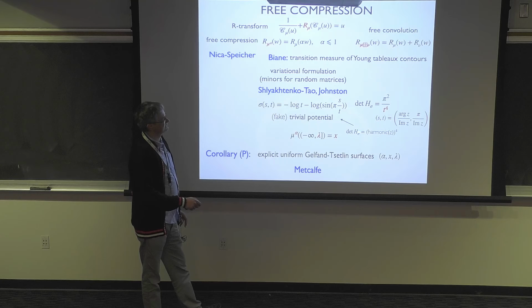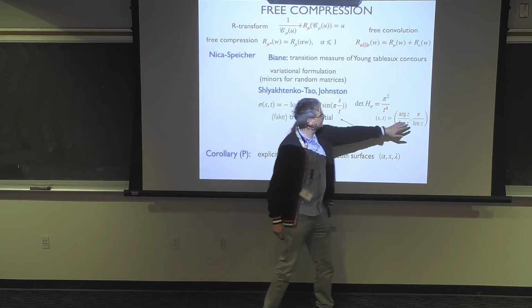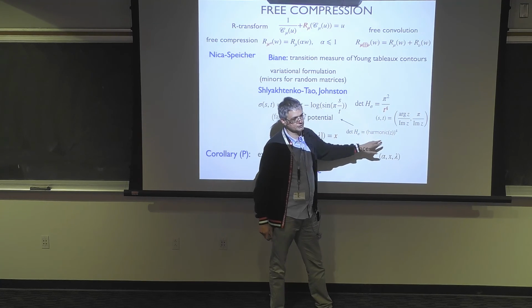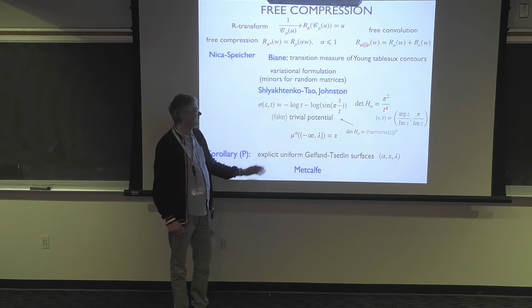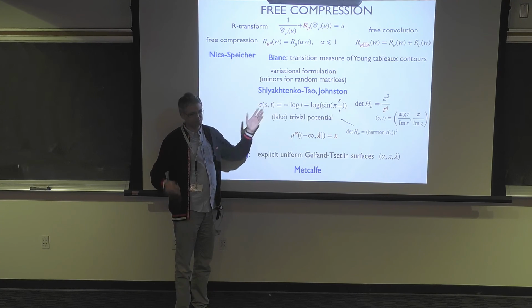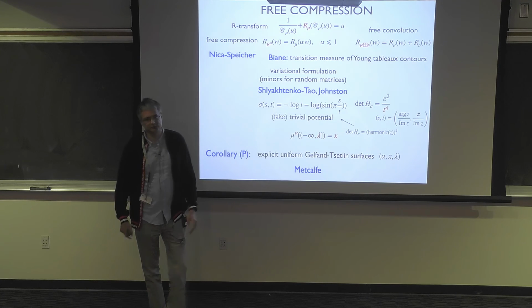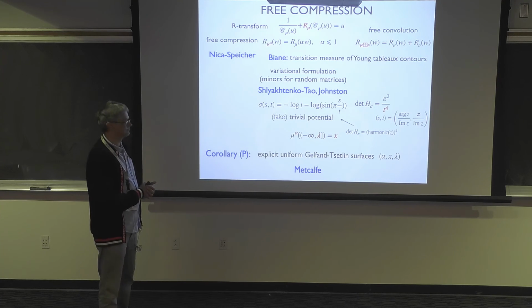So it does satisfy this property that its Hessian determinant is, so now you have here the imaginary part of z to the power 4, so it's a harmonic function to the power 4. And this is what we call the trivial potential property, and what the phi vertex model satisfies.